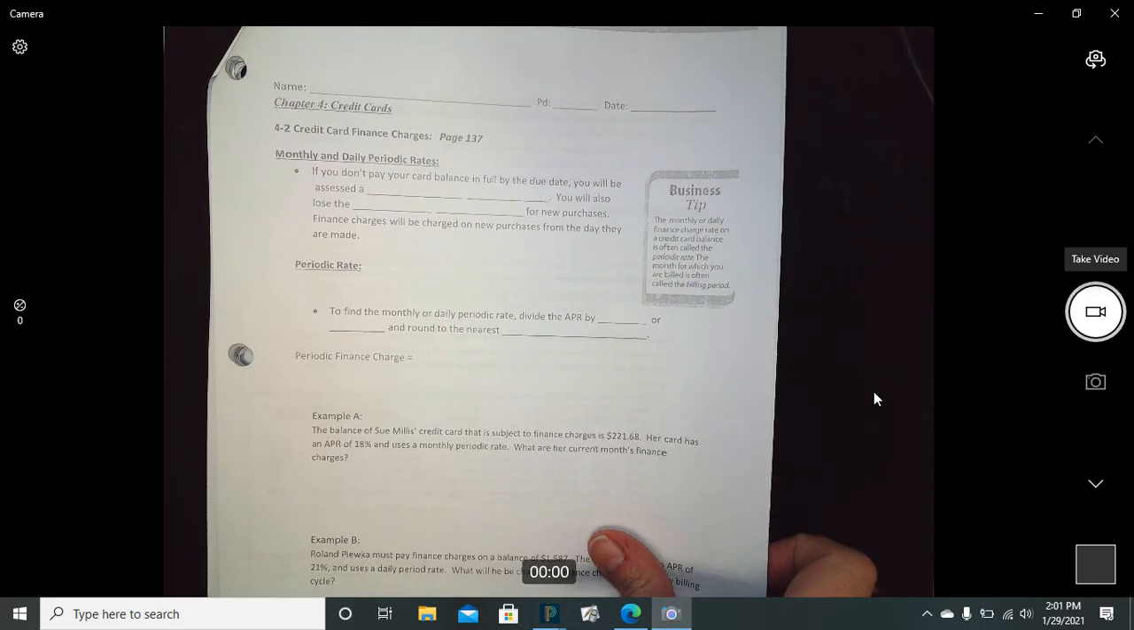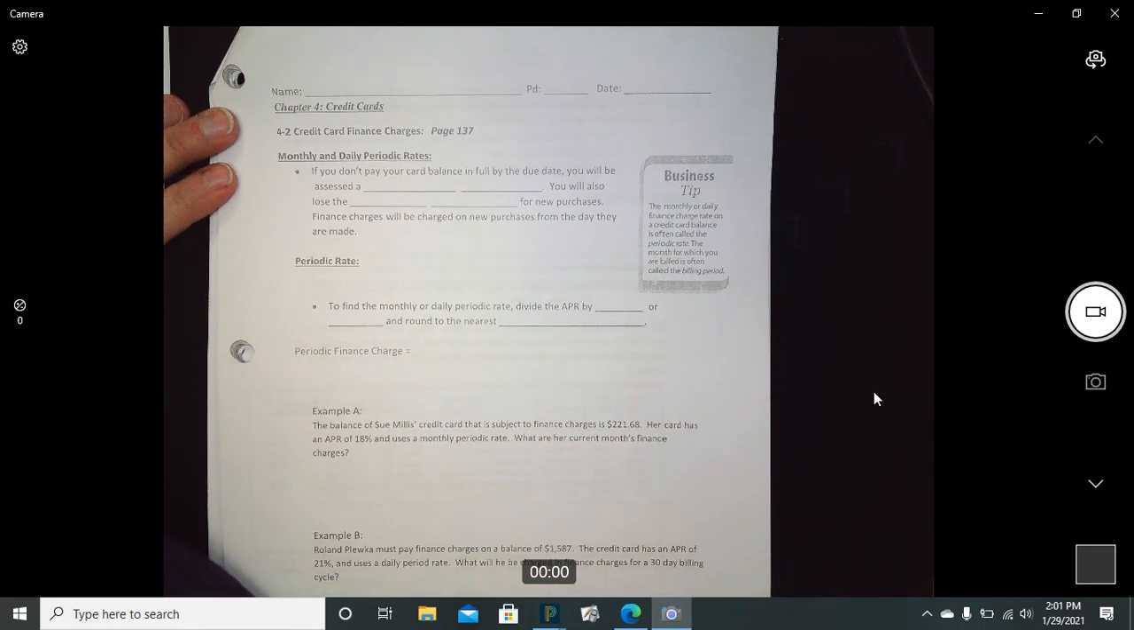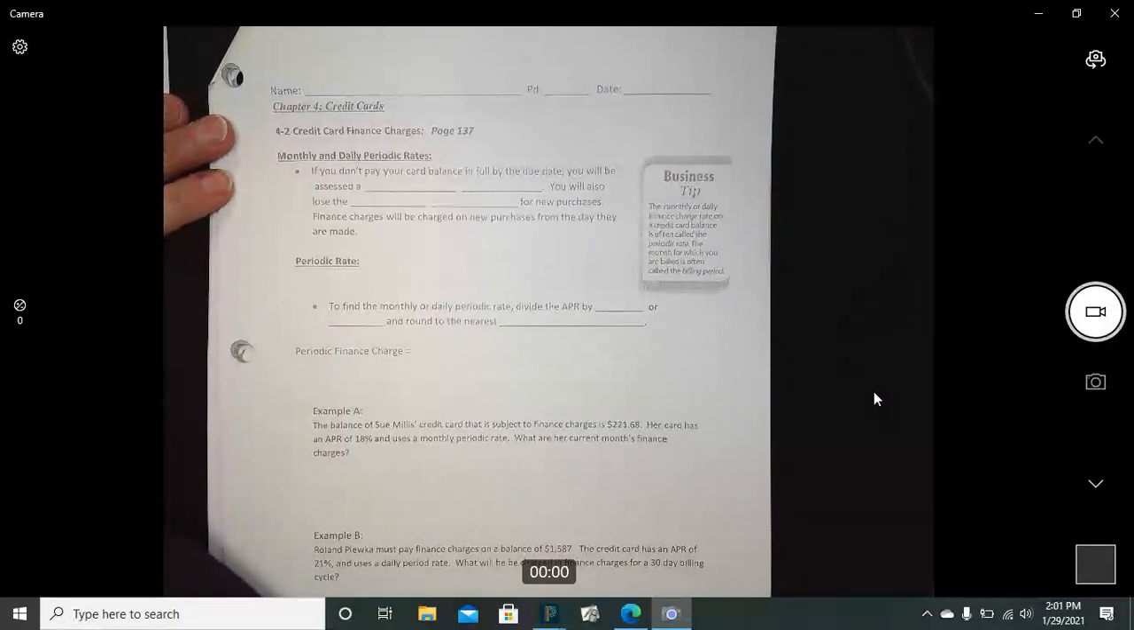Okay, today we're going to take a look at chapter 4 again. We're looking at 4.2, which is credit card finance charges. There are going to be monthly and daily periodic rates, which we're going to be looking at.